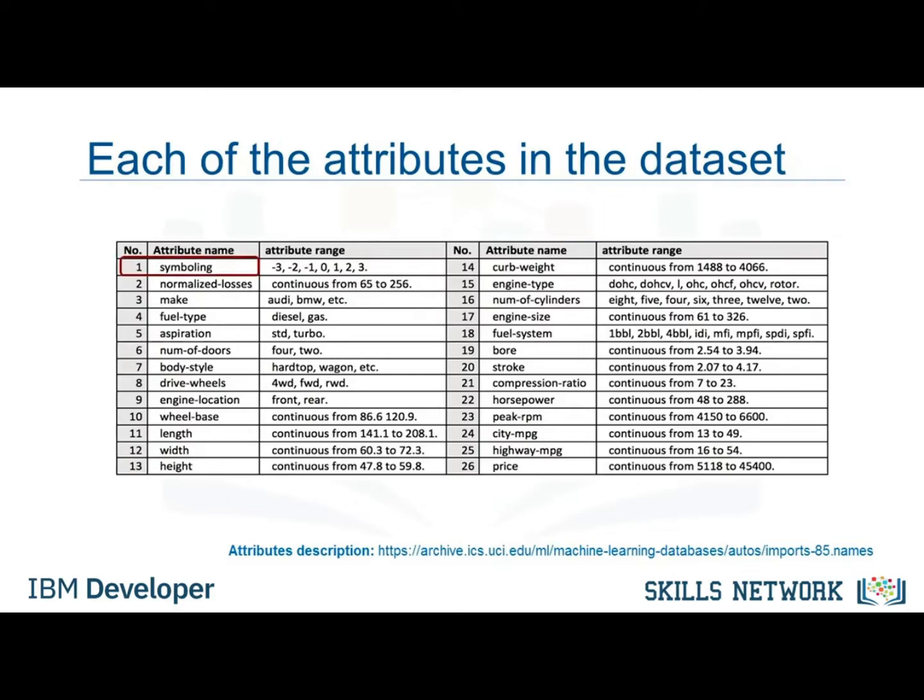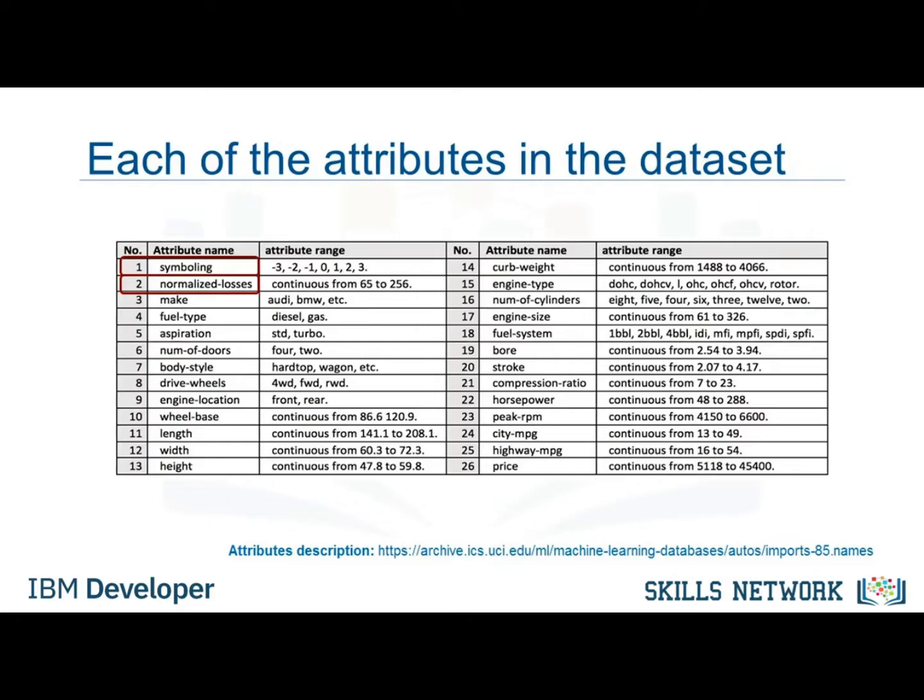The first attribute, symboling, corresponds to the insurance risk level of a car. Cars are initially assigned a risk factor symbol associated with their price. Then, if an automobile is more risky, this symbol is adjusted by moving it up the scale. A value of +3 indicates that the auto is risky. -3, that it's probably pretty safe.